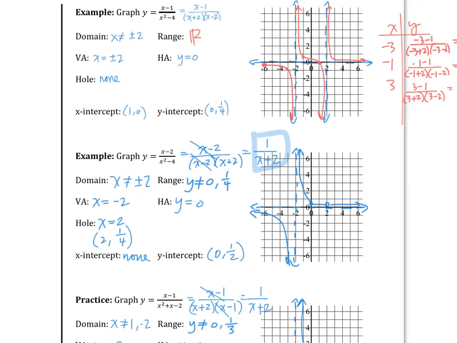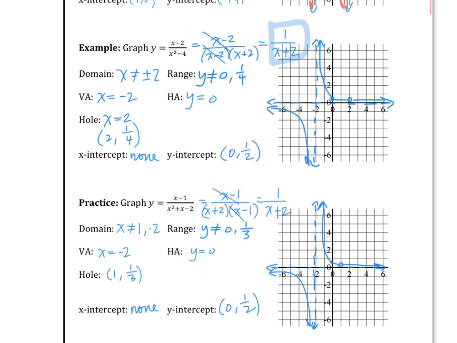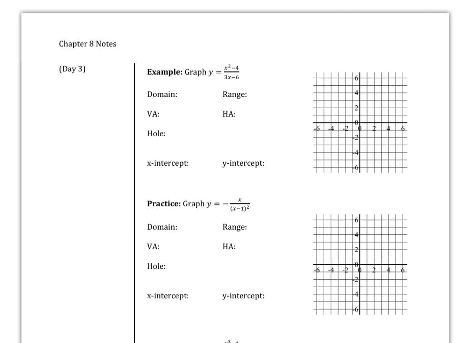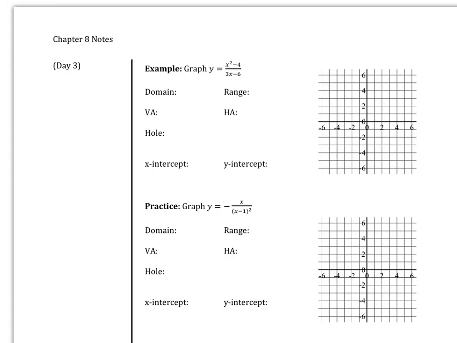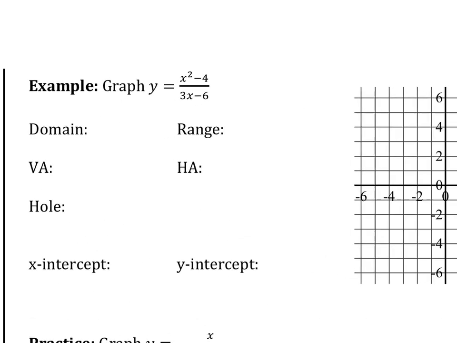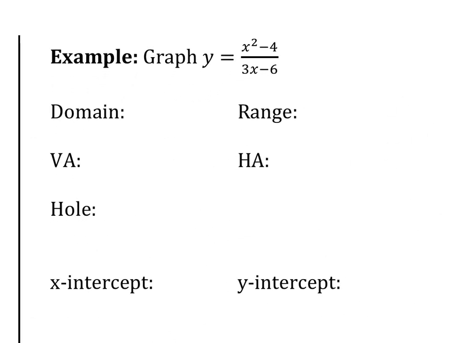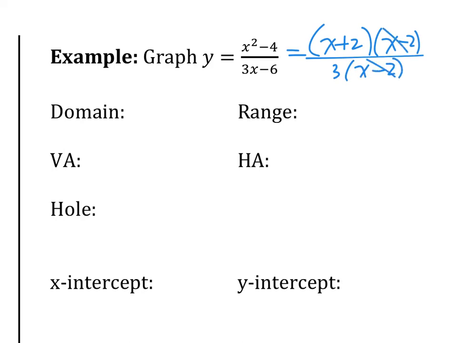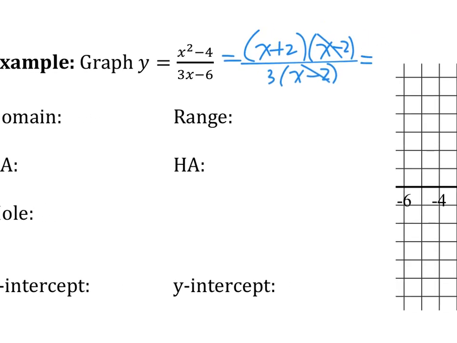Let's try the one we skipped then. Did we skip one? Oh, yeah. Okay, let's do this one then. First you want to factor. So this is x plus 2, x minus 2 over 3 times x minus 2. That tells me there's a hole, and my reduced function is x plus 2 over 3.